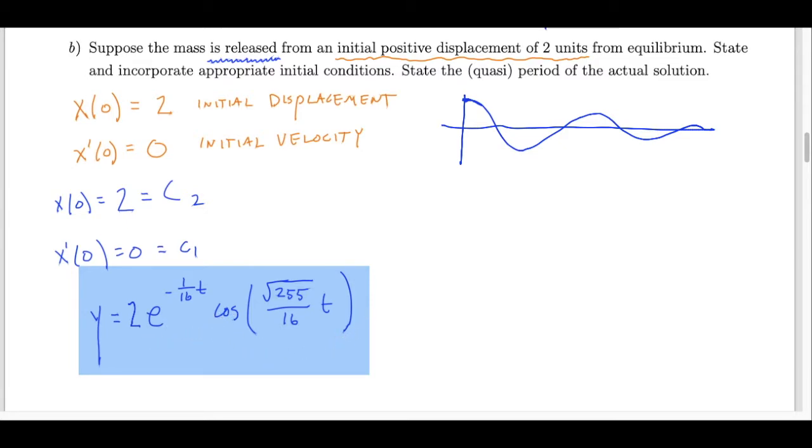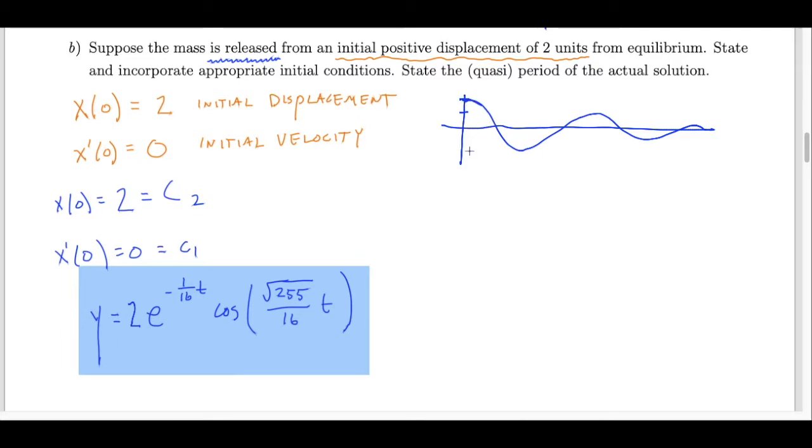If we dig a little bit further, we said that we have an initial displacement of positive 2, but that we have no initial velocity. We can actually kind of see that in the graph. I start at t equals 0 with a displacement of 2, and then the mass immediately tries to return to equilibrium. I've stretched it out 2 units, and then once I let go, it immediately pulls back toward the center.